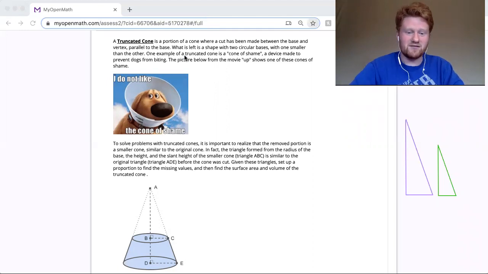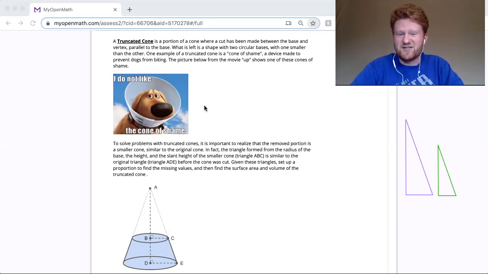In this example I have here, if you've seen the movie Up, this is the dog from Up who wears what they call the cone of shame. And you can see here that it is a truncated cone. There's the larger circle, which would have been the base of the original cone, around its head, and the smaller circle around the neck. If it would extend out to an actual cone, it wouldn't fit on the head.